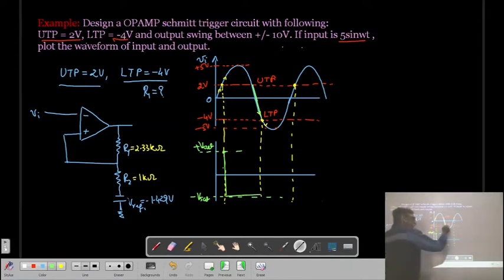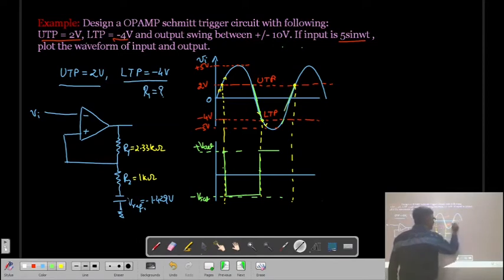Now here the input voltage is decreasing and crossing the LTP. So the output will change from plus V saturation to minus V saturation. Like this. And for all this value of a LTP, it will remain in a plus V saturation.